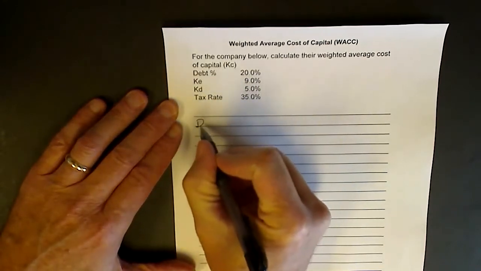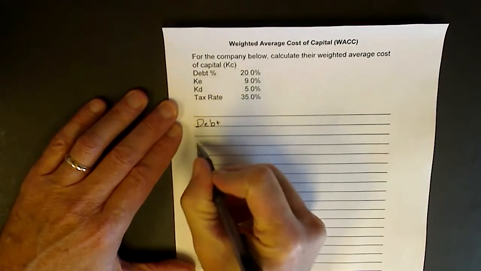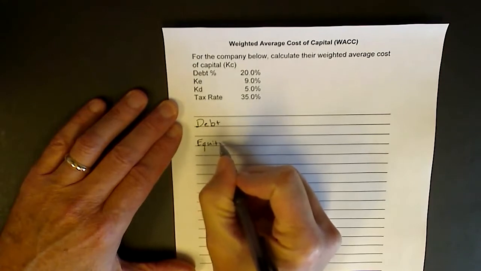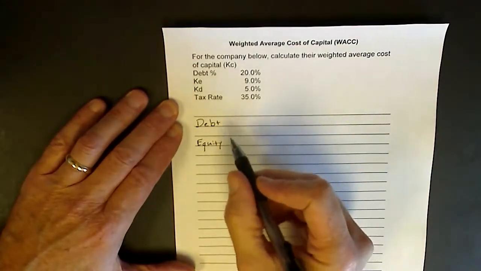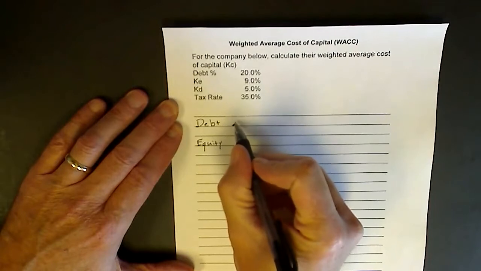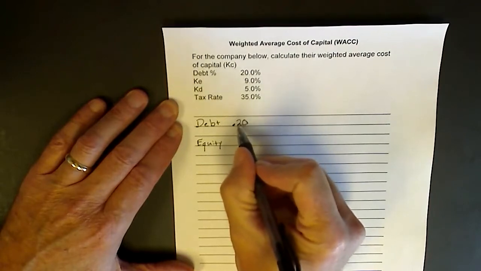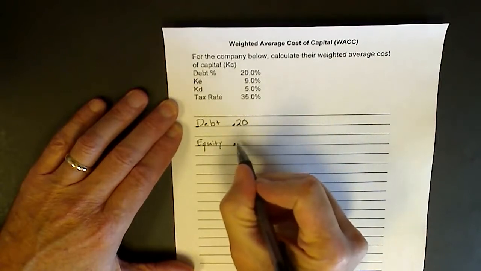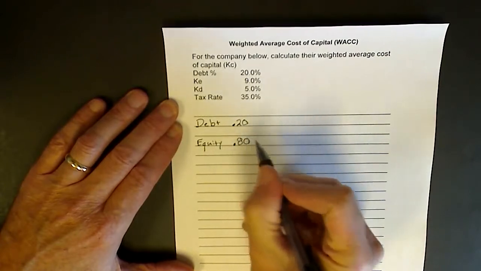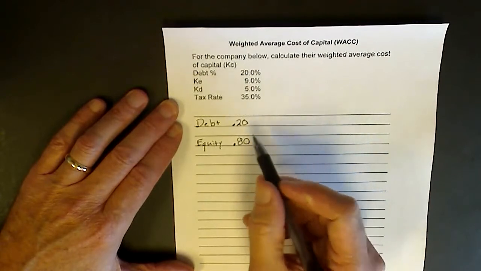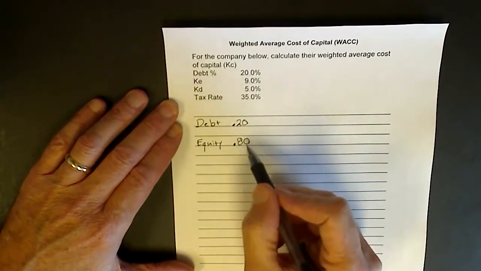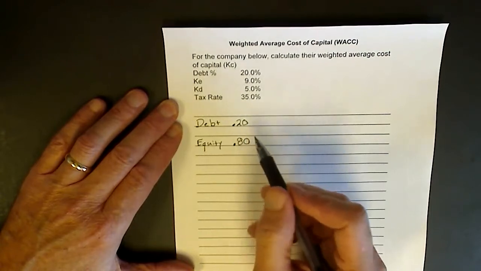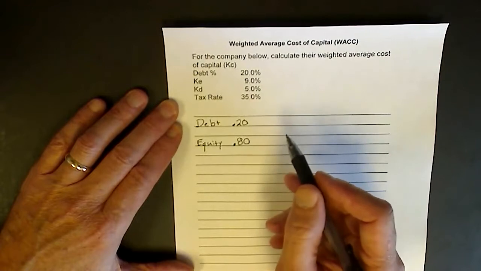I'm going to set up two lines. First for debt, second for equity. I'm going to put how much of their money is being raised from each source. So 20% of their money comes from debt. That means 80% of their money has to be coming from equity, because 100% of their money has to be coming from these two sources. So you always know, if you know one, you know the other.